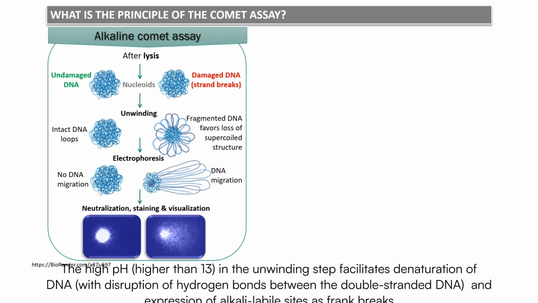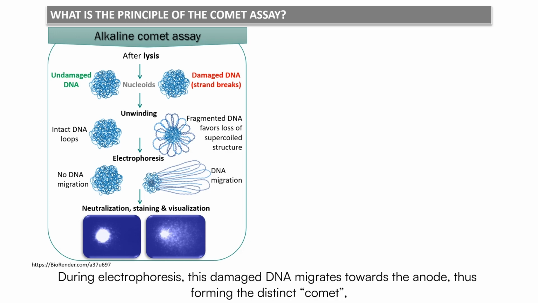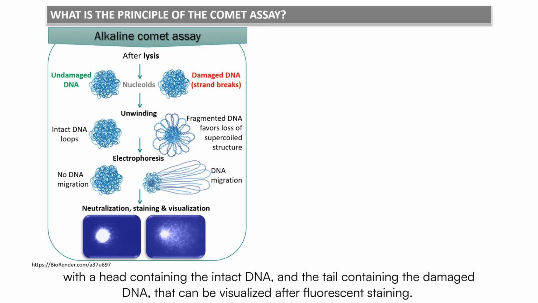The high pH, higher than 13, in the unwinding step facilitates the denaturation of DNA, with disruption of hydrogen bonds between the double-stranded DNA, and expression of alkali labile sites as frank breaks. During electrophoresis, this damaged DNA migrates towards the anode, thus forming the distinct comet with a head containing the intact DNA and the tail containing the damaged DNA that can be visualized after fluorescence staining.